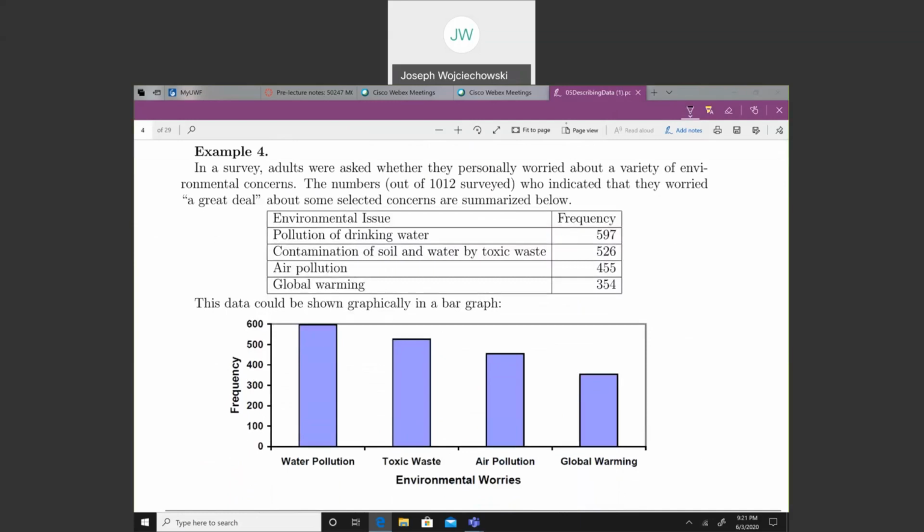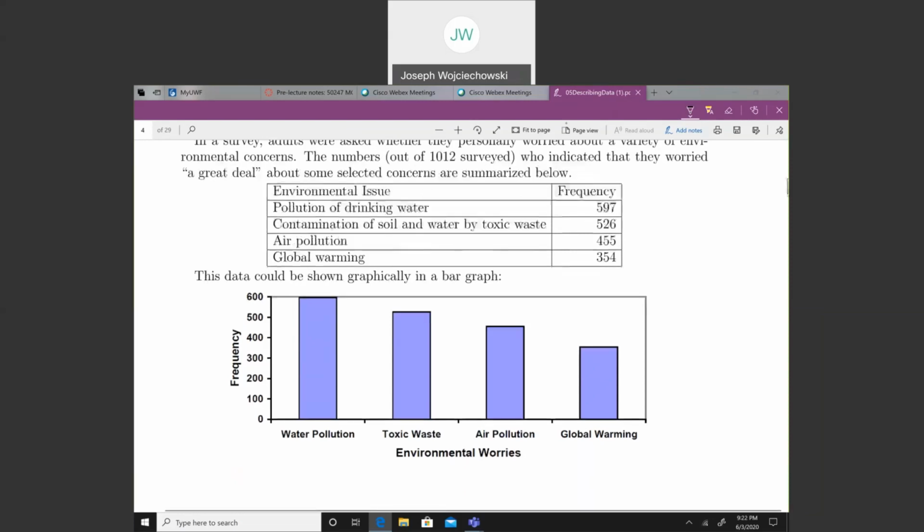Example 4. In a survey, adults were asked whether they personally worried about a variety of environmental concerns. The numbers out of 1,012 surveyed who indicated that they worried a great deal about some selected concerns are summarized below. We have pollution of drinking water with a frequency of 597, contamination of soil and water by toxic waste, frequency of 526, air pollution with a frequency of 455, and global warming with a frequency of 354. Again, the data can be shown graphically in a bar graph, which we have here.